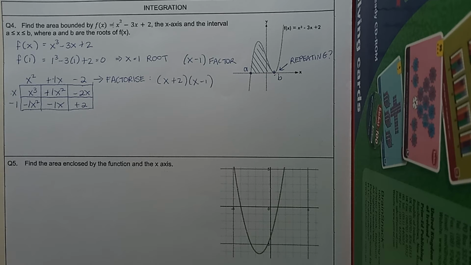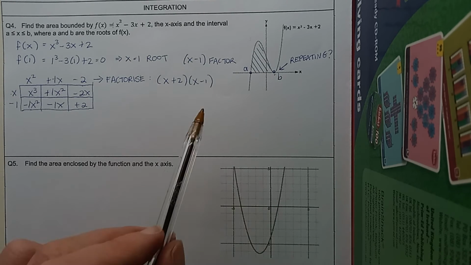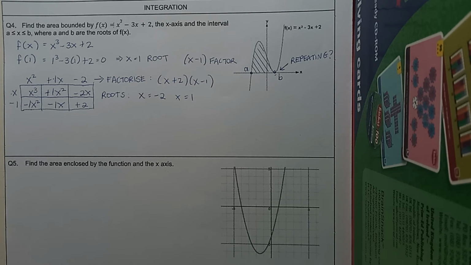Oh look, we have that x minus 1 again. Yeah, that was definitely a repeating root because I've got a repeating factor as well. So definitely the only roots that I have to worry about are minus 2 and 1. I'm going to fill them in there to the diagram so you can see them as well.